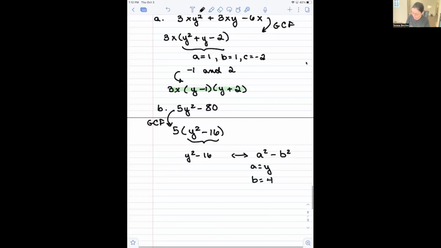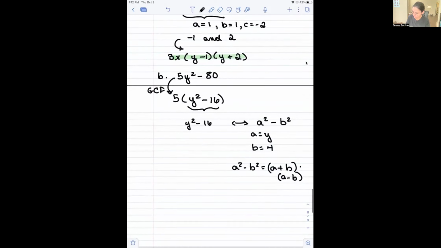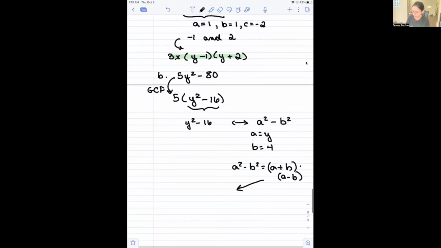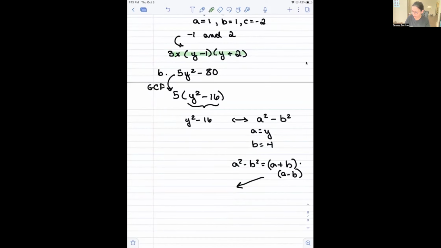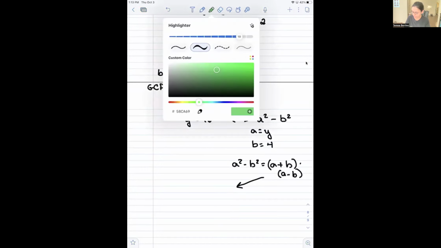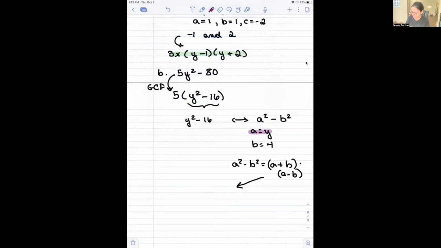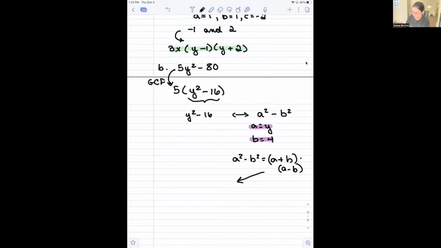From before, we said that a squared minus b squared, if we factor that, it's a plus b times a minus b. Sorry, that did not fit there. So if I apply that to this case of y squared minus 16, where I figured out that a for this case is y and b is 4, then y squared minus 16 would be y plus 4 times y minus 4.